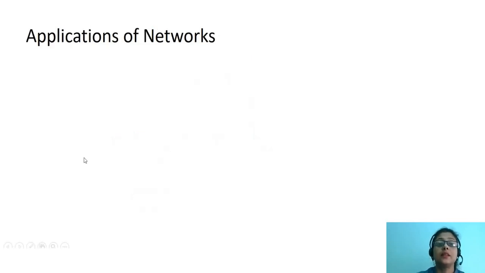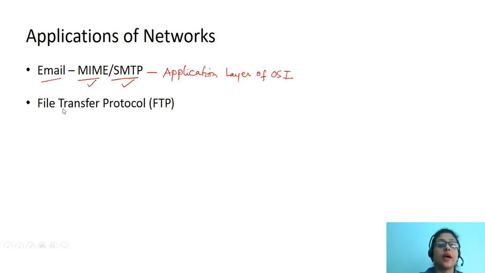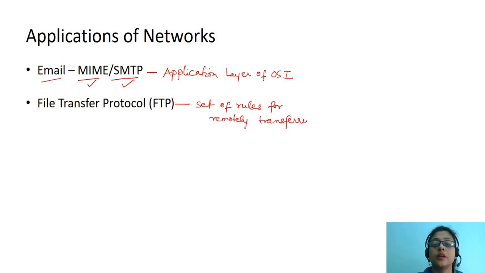Let us now understand the various applications of networks. Email: MIME and SMTP are the two protocols which are used for emails. These are application layer protocols of the OSI model. Basically, these are a set of rules that are to be followed by the sender and the receiver of email. Next, we have file transfer protocols. These are a set of rules to be followed by the sender and the receiver for remotely transferring files from one computer to the other computer.